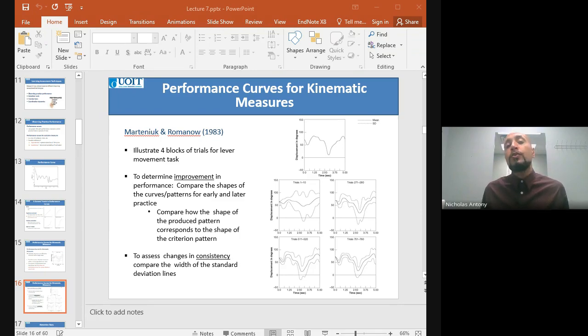So that would be trying to do, because remember, performance curves is a way to sort of visually assess learning. Typically, you can do performance curves using outcome measures. If you did want to use kinematic measures, it's much more difficult because you can't describe one trial with one number. You have to use something like this.